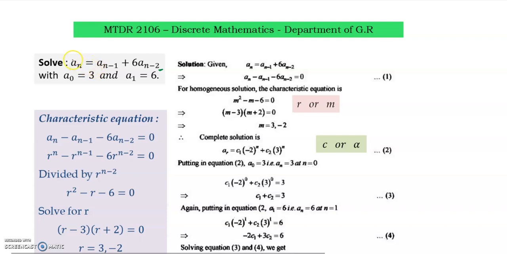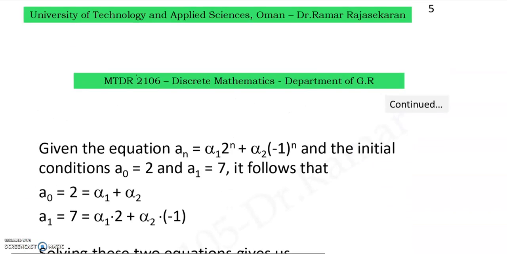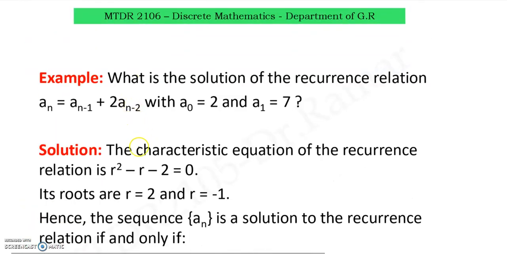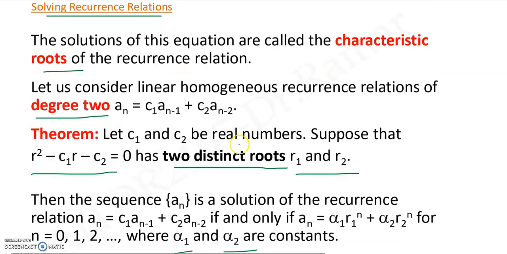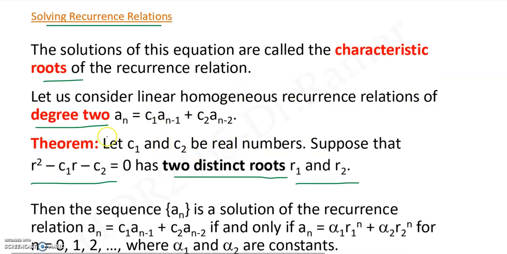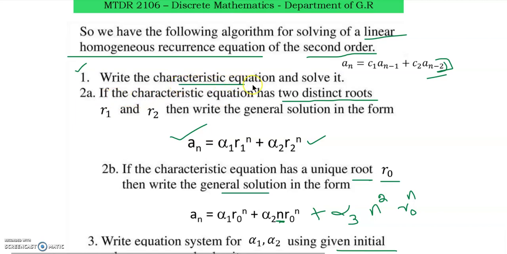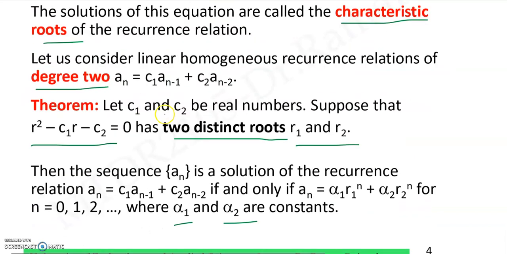It is linear: a_n here has power 1. Obviously it is linear. So it is a linear homogeneous recurrence relation of second order or second degree. Now, to find the roots, we have to write the characteristic equation, as we discussed here for a relation of degree 2. Then we have to find the roots of the equation. That is the procedure.